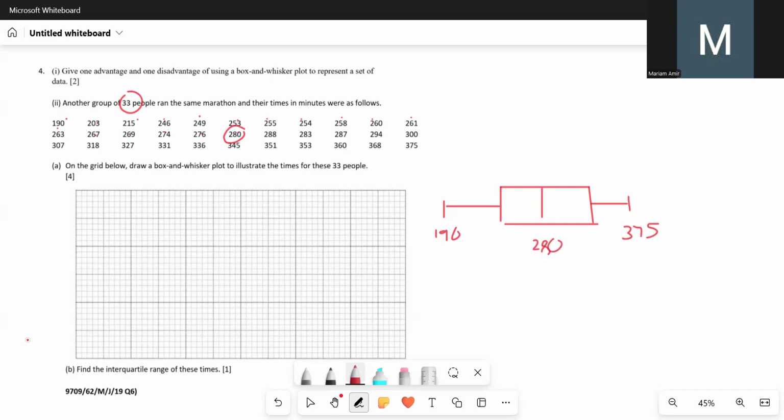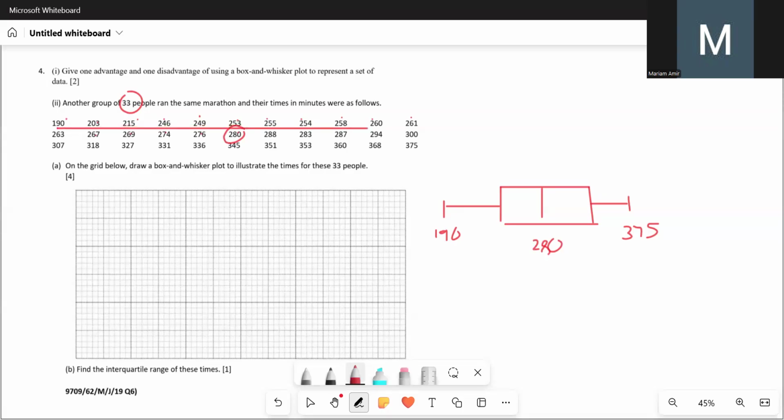Next, we need the lower and upper quartile. For that, we will look at the lower data values. This is the lower set. These are 16 values. So the value in the middle would be 16 plus 1 divided by 2, which is 8.5. So 8.5 means we have to look at the 8th value and the 9th value. We'll be taking the average of the 8th value and the 9th value.